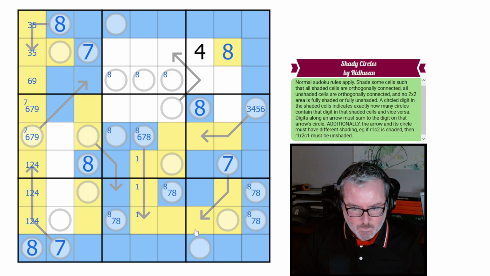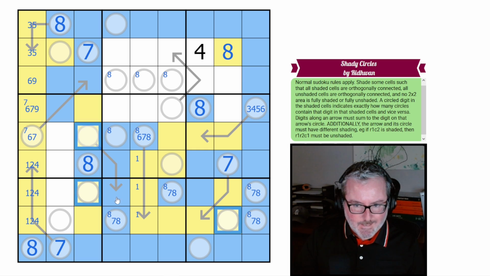Because, again, we can never put a 9 in any yellow circle, so this can't be a 9. That's more helpful than it seemed.